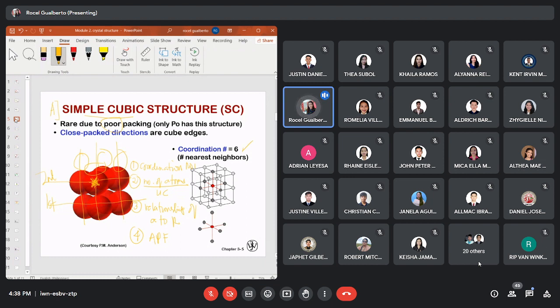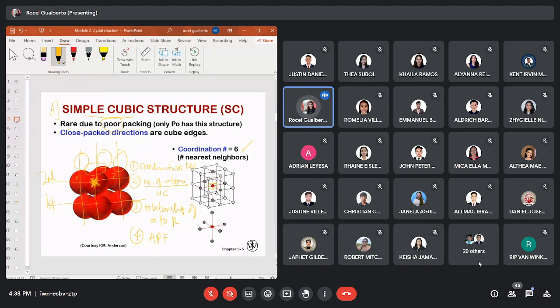So hanapin po natin yung 6 na iyon. Nasaan po ba yung 6? If this is the atom under study, tingnan natin yung 6 na kanya pong katabi. Unahin po natin on the second layer kasi nasa second layer siya. Ilan po yung katabi niya doon? Isa. Ito po yung dalawa. Dalawa pa lang po. Pero pag naglagay ka pa po dito ng atom, sa unahan niya, meron pong dalawa rin na ganyan.